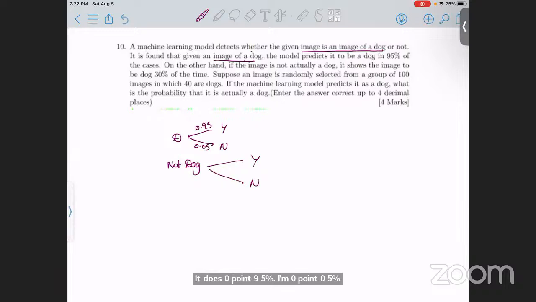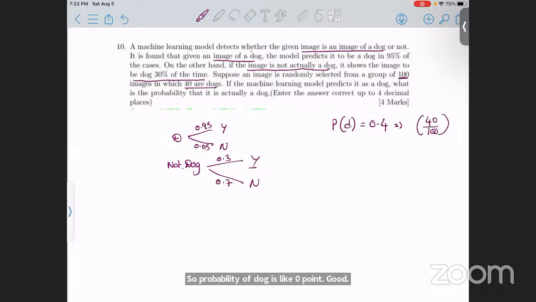On the other hand, if the image is not actually a dog, it shows the image to be a dog 30% of the time. It's not a dog, but it says yes 0.3, no 0.7. Suppose an image is randomly selected from a group of 100 images in which 40 are dogs. So probability of dog is 0.4, 40 divided by 100. Agree?